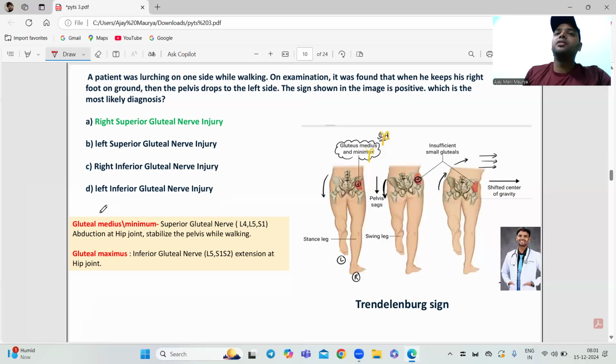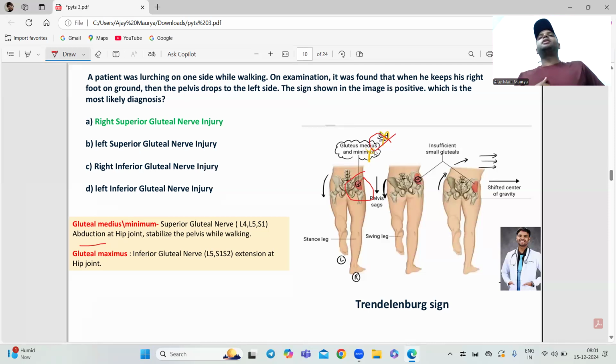What if the superior gluteal nerve is injured? If the superior gluteal nerve is injured, guys, is abduction possible? No. Suppose this one is damaged. The gluteus medius and minimus muscles are supplied by the superior gluteal nerve, which is going to die. Then will abduction be possible? No. That's why abduction will not be possible, and the patient will lurch.